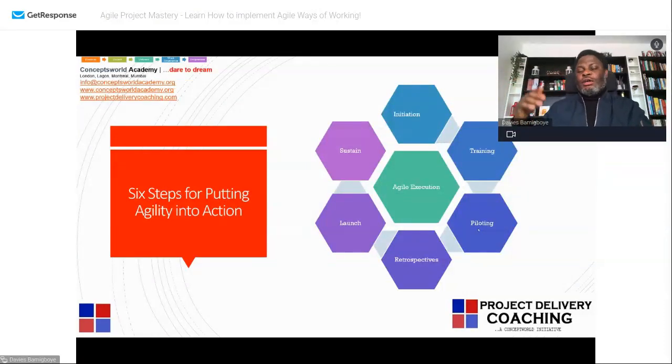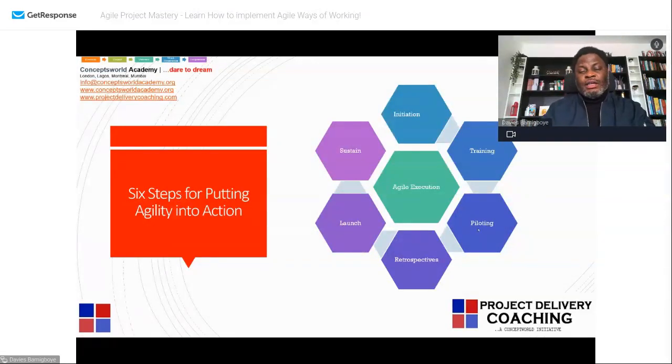All right. So we got piloting, which means we took a small element of the program and said, let's run this using Agile, and started running the sessions like that. And then we got into retrospective, which essentially means how have we fared? Is it working? Is it not working? What do we need to improve? That's what retrospective is all about.